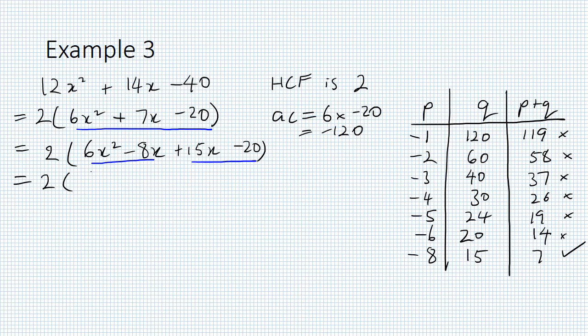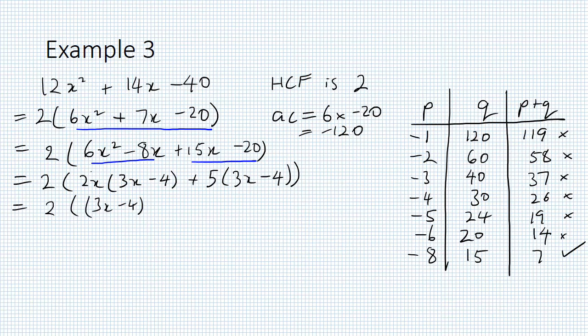So the highest common factor of the first pair of terms will be 2x, which gives us 3x minus 4 as a factor. And the highest common factor in the second two terms will be 5, leaving 3x minus 4 as a factor. Okay, again, 2 at the front. So we've got 3x take 4 as a factor, and 2x plus 5. Now notice we've got some unnecessary brackets now, so we'll just get rid of those and write our final answer as such.